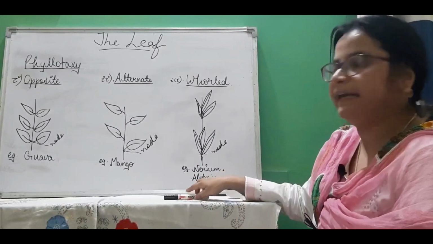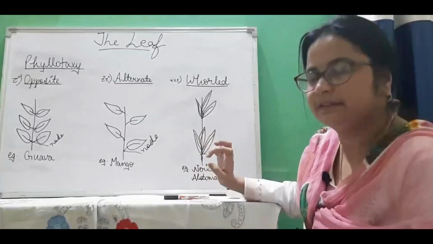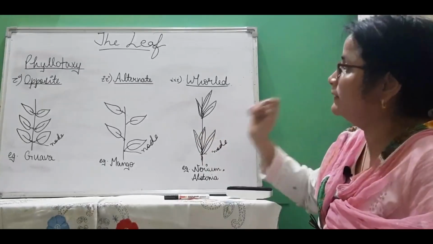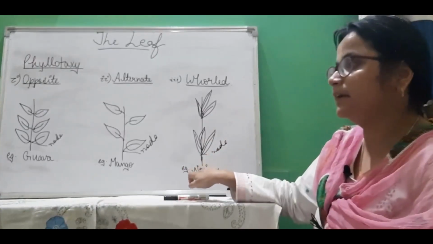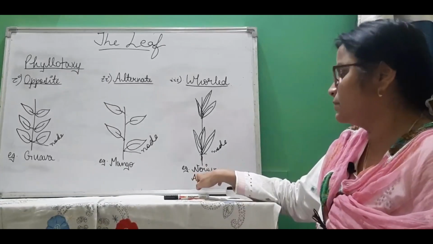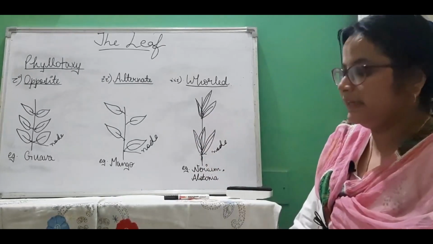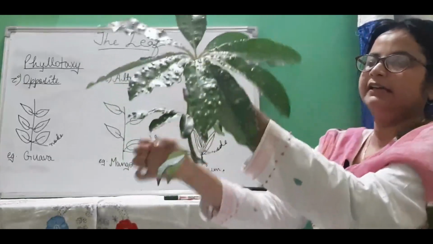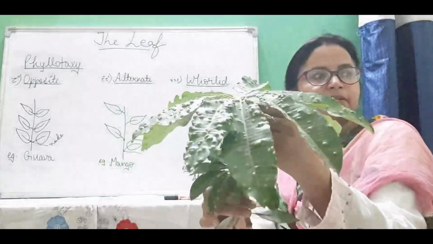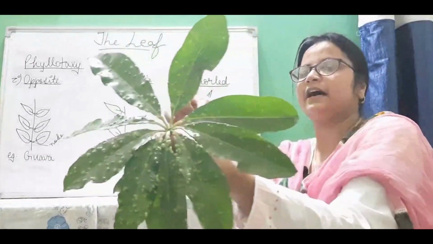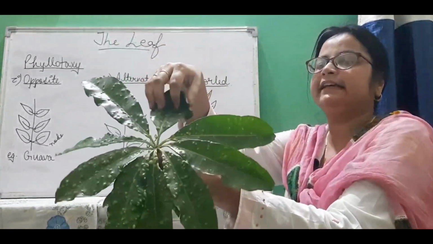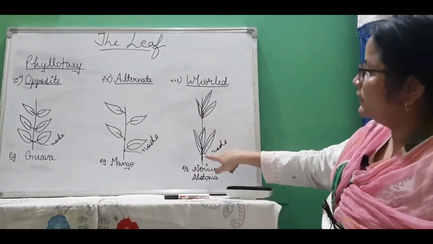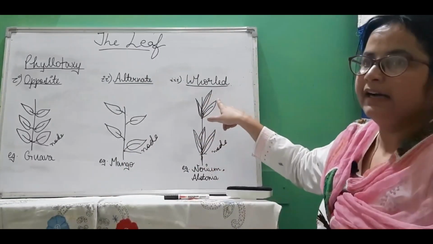We have seen the nerium plant, or in Hindi it is called the kaner plant. I couldn't get this nerium plant, but I have another plant which is known as Alstonia. Alstonia plant has so many leaves attached on a single node. You can see, students, so many leaves are attached on the single node, and in that kaner or nerium plant, on a single node 3 leaves are attached.